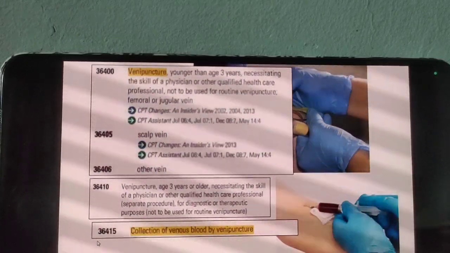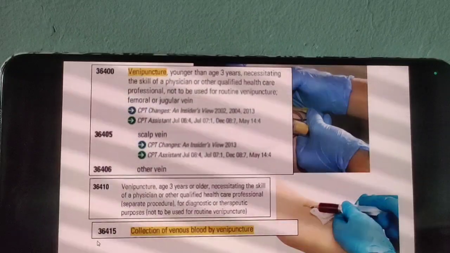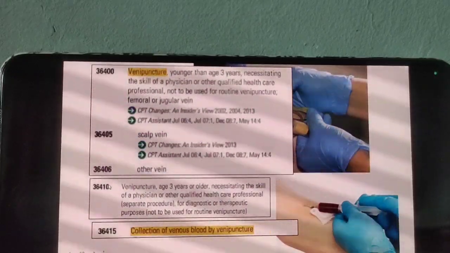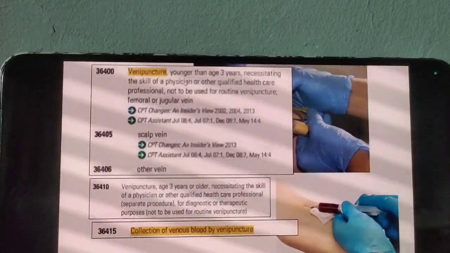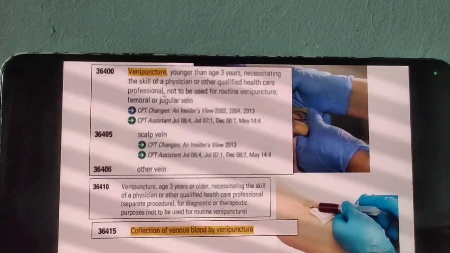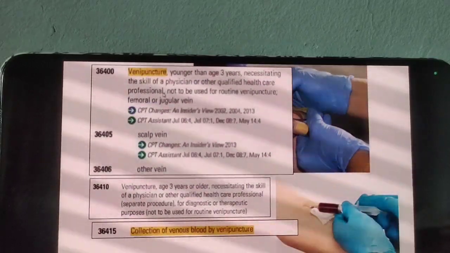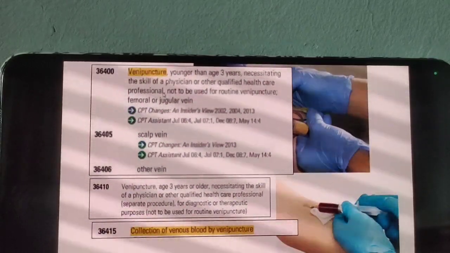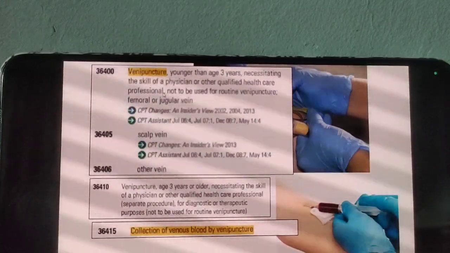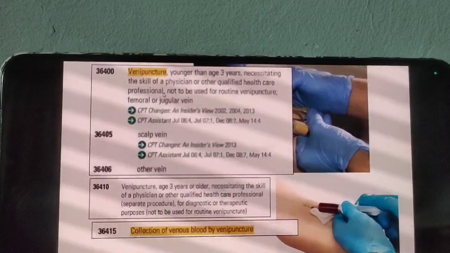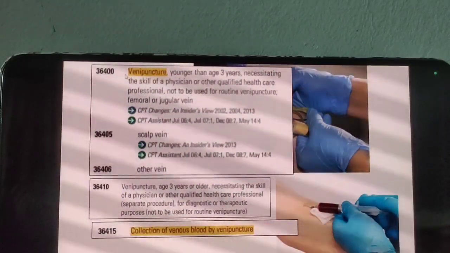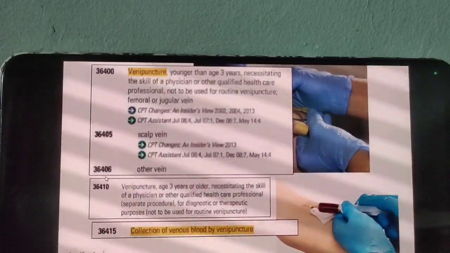Collecting the blood sample by a nurse, codes 36400 to 36410. For collecting the blood sample by providers, doctors: that means a nurse can't collect the blood sample due to patient age or patient health condition. In that case, doctors come to meet the patient and collect the blood sample, so go for 36400 to 36410.